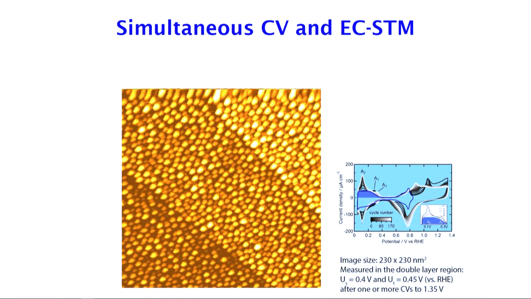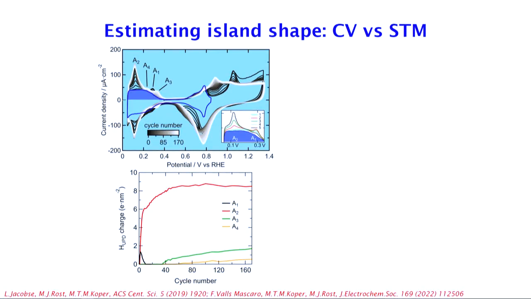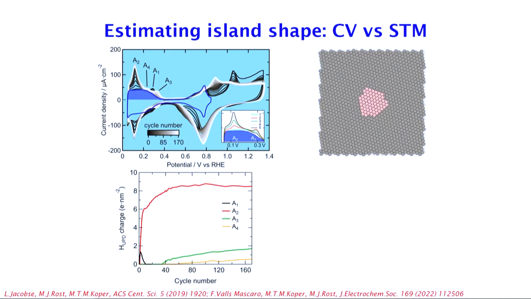Now you can analyze these images and both the voltammetry as well as the STM. These peaks, we know they are related to certain configurations of step sites. We've labeled them here A1, A2, A3, and A4, and we look at how they change as a function of cycle number. From the STM images, we can try to fit these images with a ball model of what these islands should look like, and we get a sort of average island shape and how it changes over time, and that would look something like this.